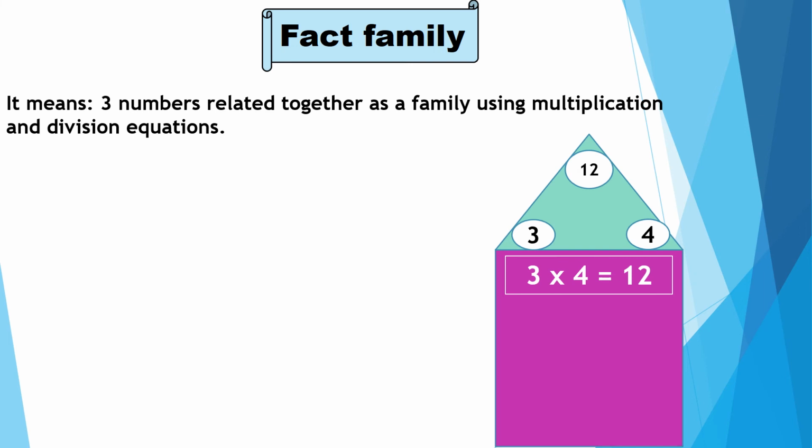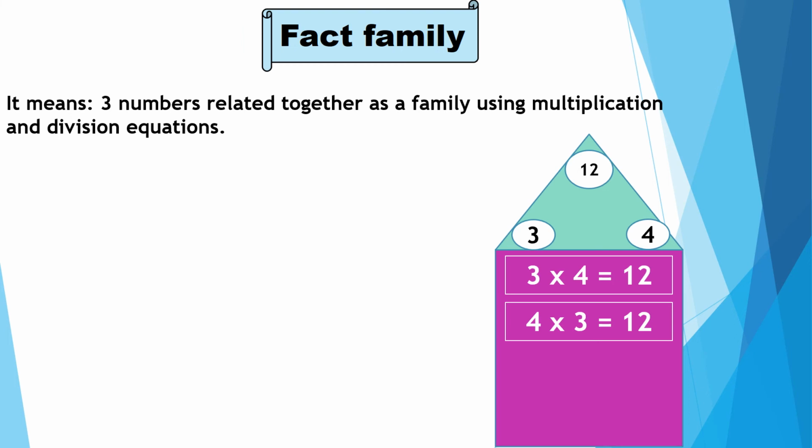We have a different one with these three numbers. We studied it before and we called it commutative property. So we said in the first 3 times 4, we will say now 4 times 3 equals 12. So we have here two multiplication equations.